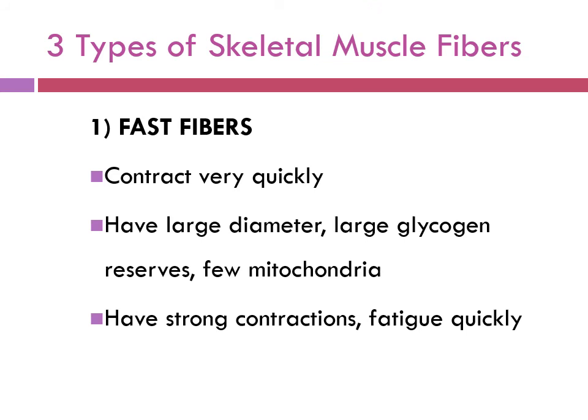We have three types of skeletal muscle fibers. Fast fibers contract very quickly. They are large, they have large glycogen reserves, but very few mitochondria. So they have strong contractions, but they fatigue quickly because the mitochondria is where we produce our ATP. If you don't have a lot of mitochondria, you cannot perform aerobic respiration, and so it's very hard to create additional ATP. So you're going to have quick fatigue.